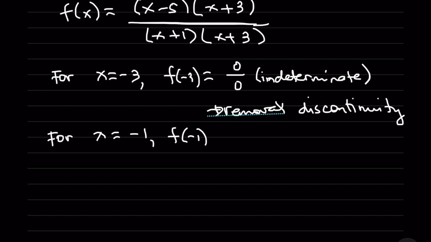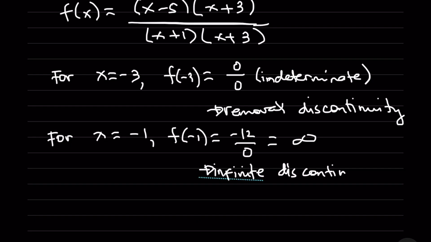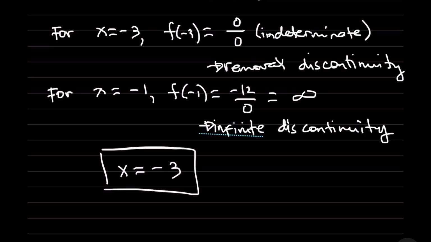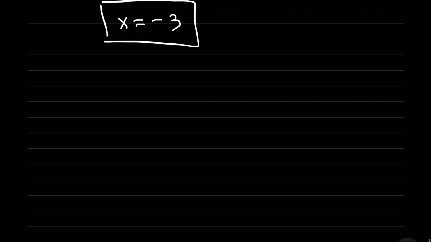On the other hand, if x is equal to negative 1, the value of the denominator would be 0. So you have infinity. That is a case of an infinite discontinuity. So we take note that we are looking for the values of x that would make the denominator equal to 0. So to answer this question, the value of x must be negative 3.